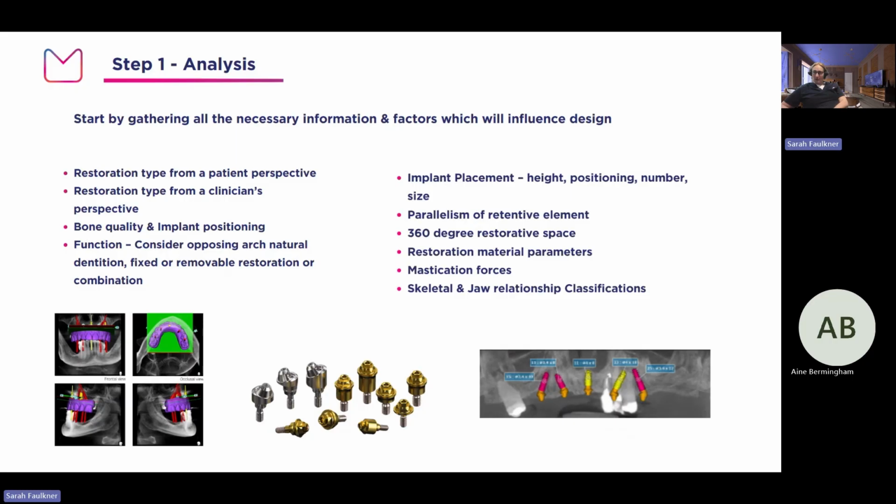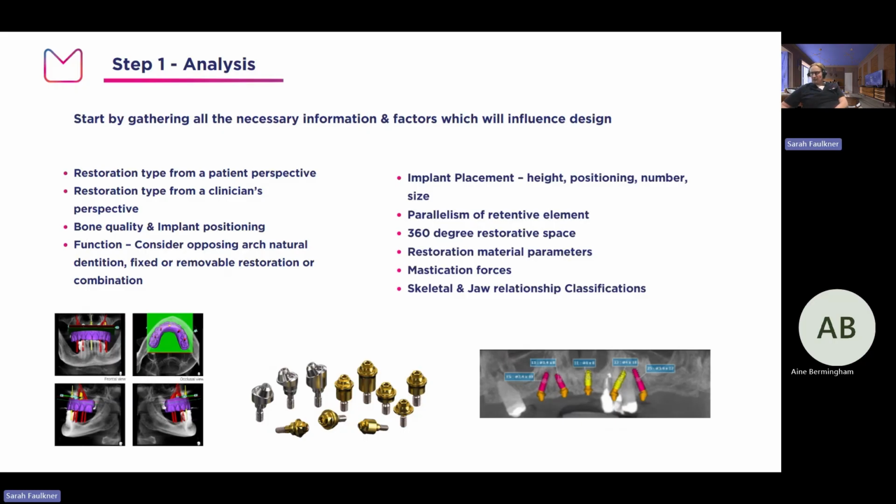So these are the things you would be looking at: the bone quality and the possible implant placing. We've got to look at function as well, so we've got to consider what is in the opposing arch, whether it is fixed or mixed dentition. Things like that will ultimately have a huge bearing on the actual or possible displacement of the opposing arch as well.